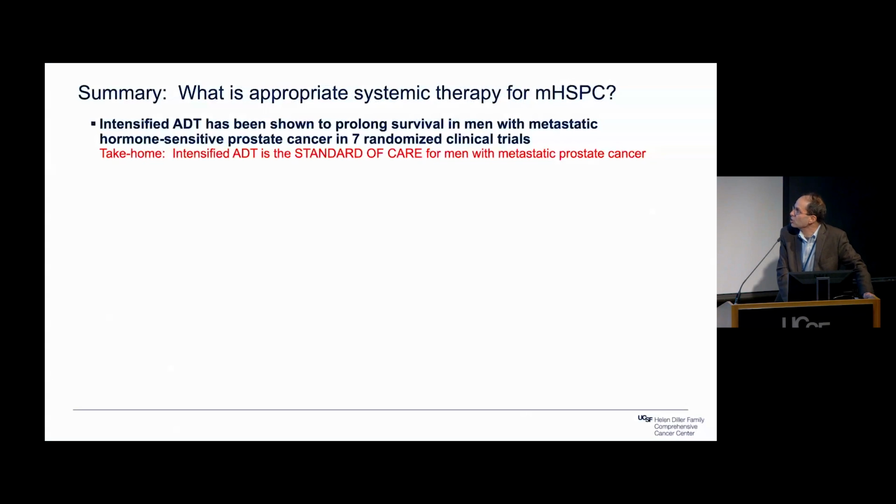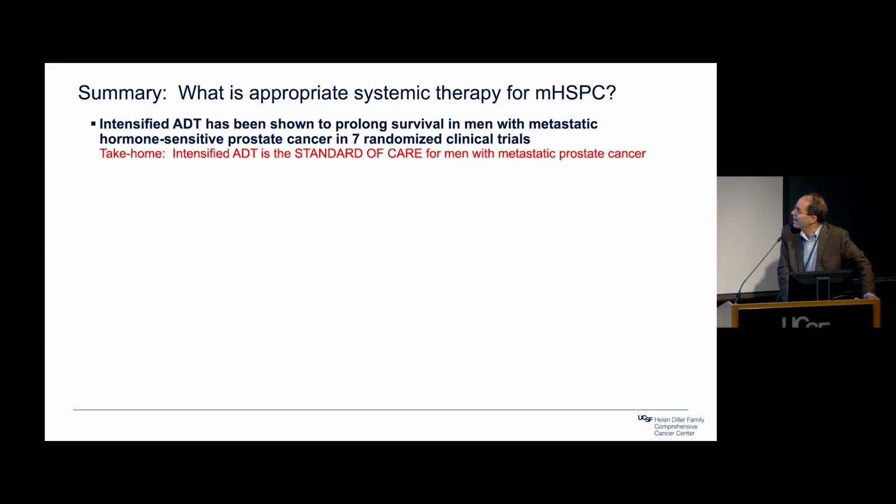If you look at national data, I'm going to go through this in a sec, only about 50 or 60% of men with metastatic prostate cancer are actually getting intensified ADT nationally, which is crazy given the data that we have. I think at UCSF, we're probably close to 100%. It's the standard of care. Anyone who's not on intensified ADT for de novo metastatic prostate cancer really needs to be, it's the rare exception, and there are some.